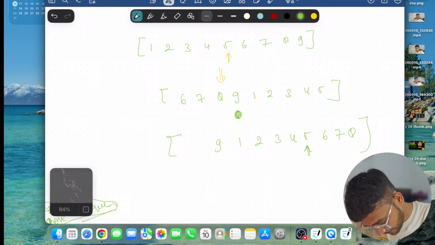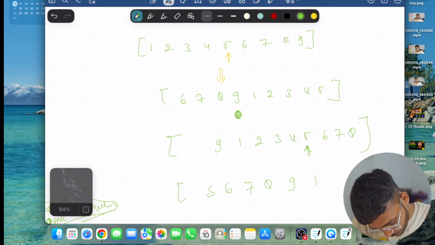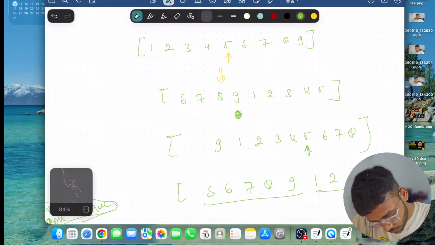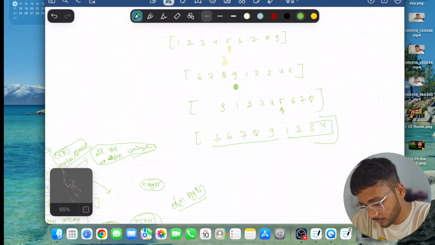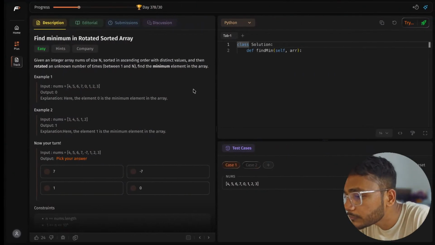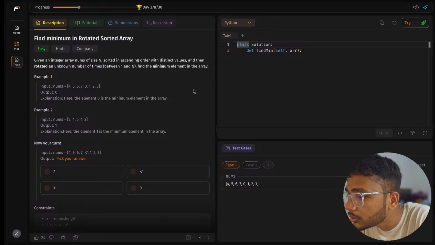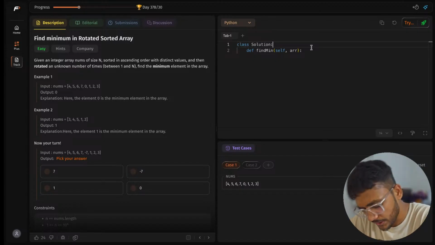So it will be like 5, 6, 7, 8, 9, 1, 2, 3, 4. So there will always be only 2 sorted parts, irrespective of how many times you are rotating it. Zero, 1, 2, 3, 4, 5, 6, 7, 3, 4, 5, 1, 2. It does not matter where you are keeping it.